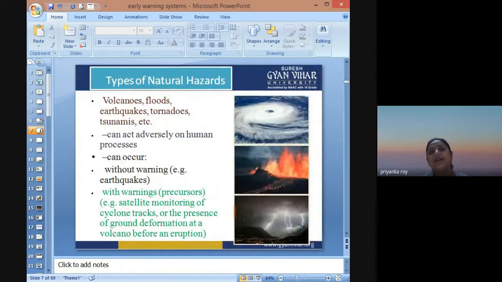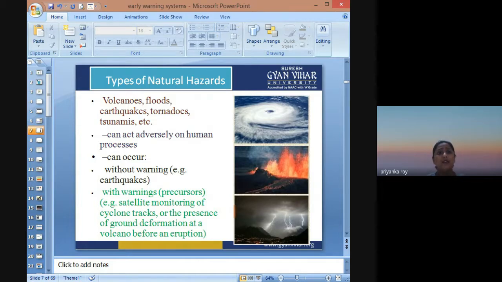The types of natural hazards that we have in our country include volcanoes. We have 8 volcanoes in our country, out of which only 2 are active, and only 1 has the potential of erupting in recent times, but not a very harmful one. It has been erupting time and again, but it is not very strong, like Stromboli, Mount Etna or Fuji.